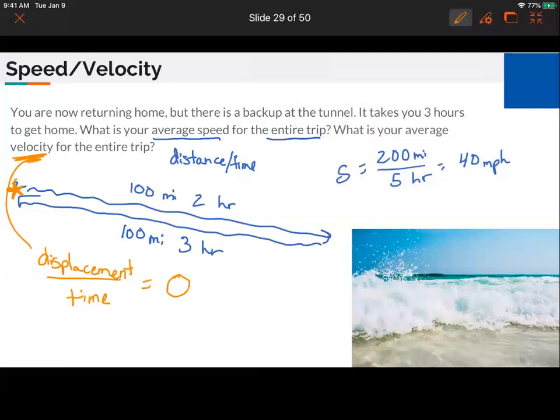You could think of this in a little bit of a different way. You could think that all velocities towards the east are positive and velocities towards the west are negative. And what you'll get is that these two velocities will cancel out. And that's why your average velocity is 0, even though you were moving the whole time.